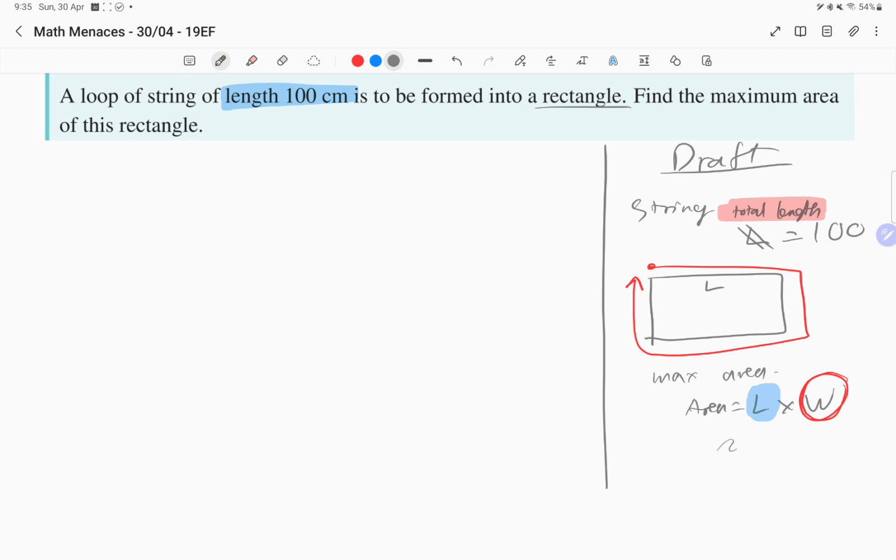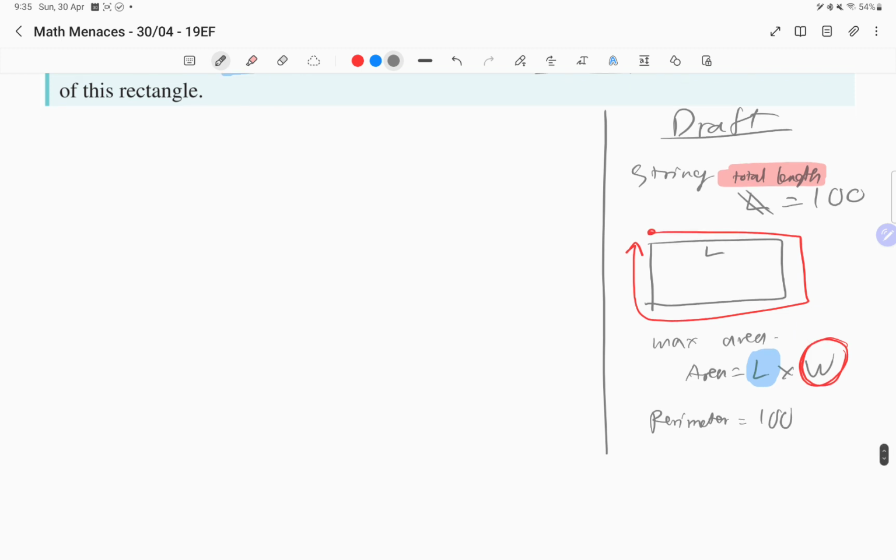And so how do we work with that? The perimeter is equal to 100. How do we work with that? You substitute 100 into an equation. It says like 2... Yep. So what's the equation? What's the formula for perimeter?